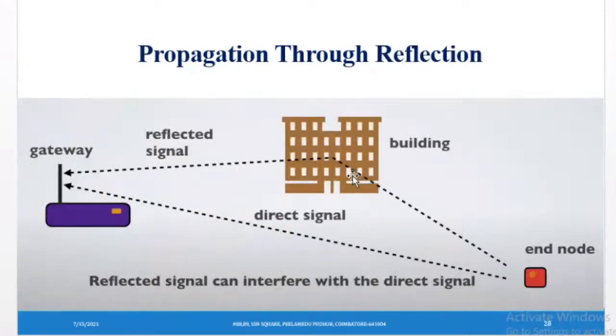Next one, propagation through reflection. Even if the signal falls on a building and is reflected back, the signal strength will be reduced. For example, if it falls on some building, then it will reflect back. But while it falls on that, it has some signal strength, consider a signal strength of some random value like 10.